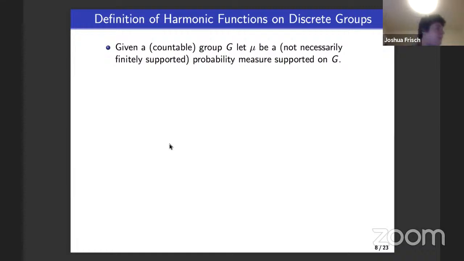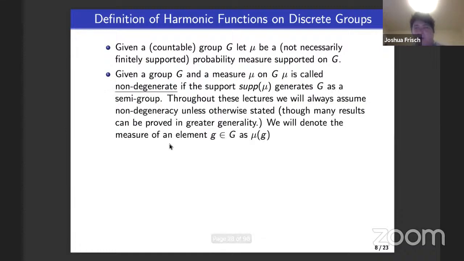Well, I'm going to want my measure to play with my group somehow. So the condition I want here is that I want the support to generate G as a semigroup. What that means is that if I take the support of my measure, if I look at all places where the measure is not equal to zero, that's enough to generate my entire group.